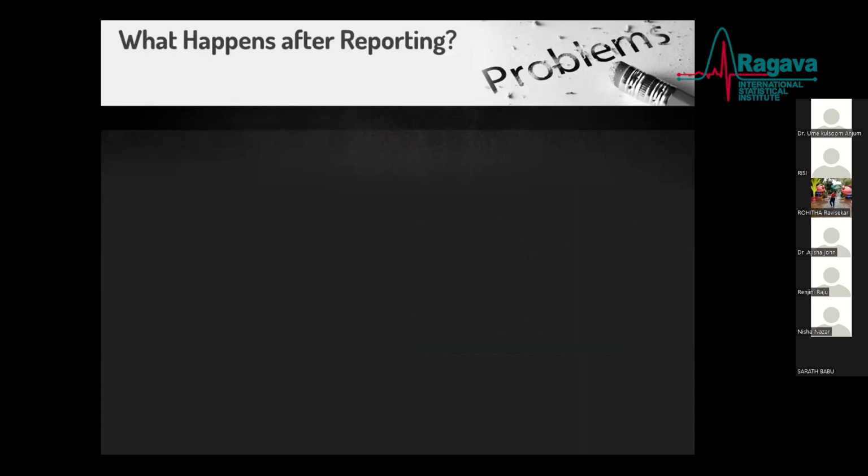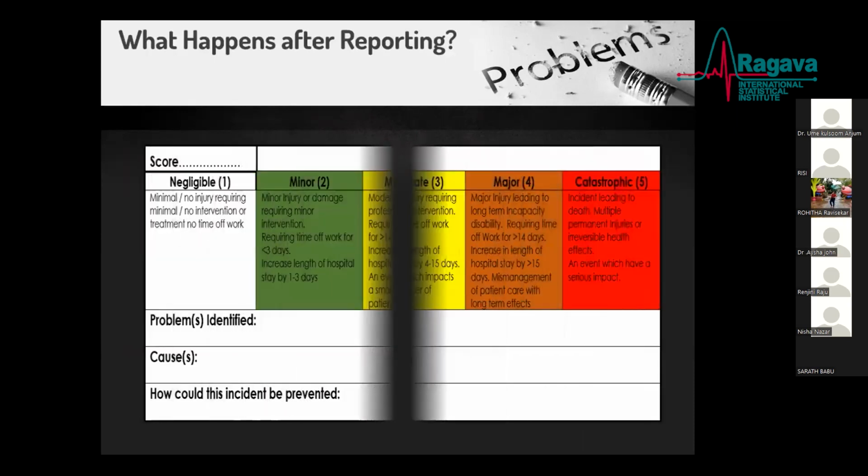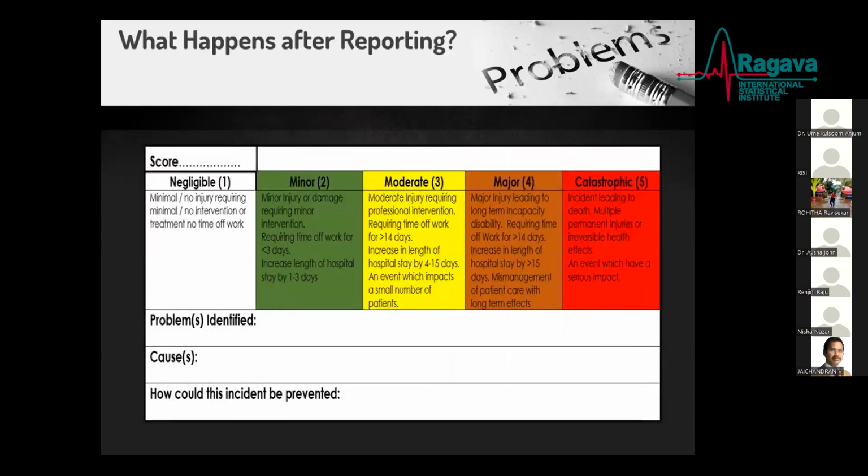Now, what happens after reporting? I am sure many of you have heard about safety assessment code. Well, there is always a level of subjectivity or a level of judgment involved in any classification. However, SAC scoring, which is called safety assessment code scoring, provides a uniform yardstick from a systems perspective by which to prioritize your actions.